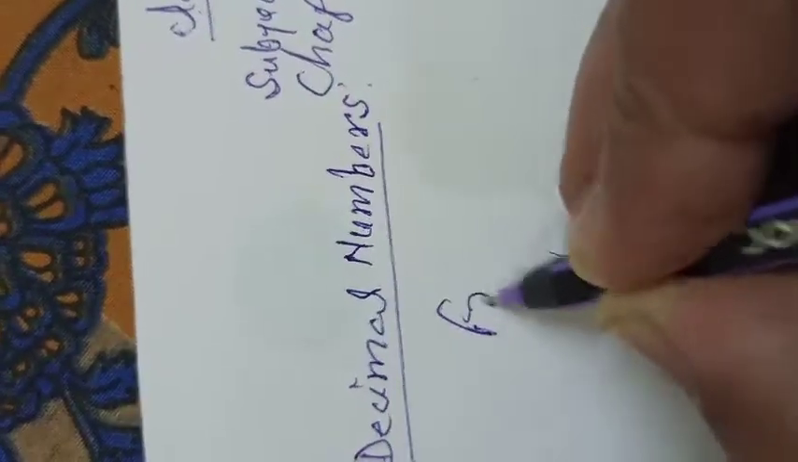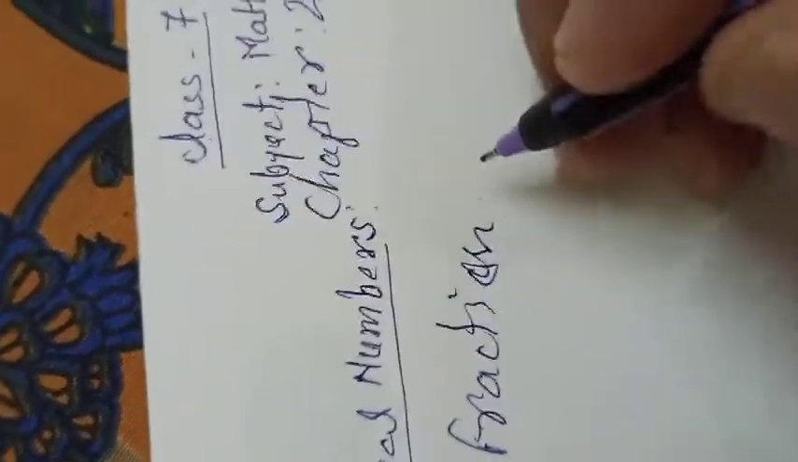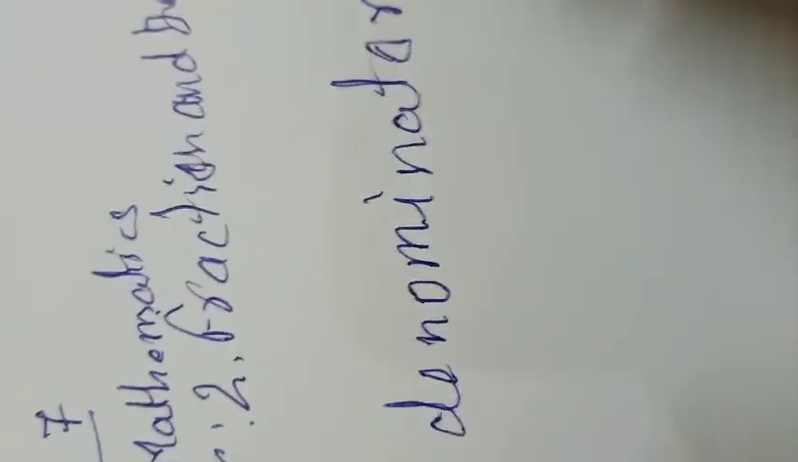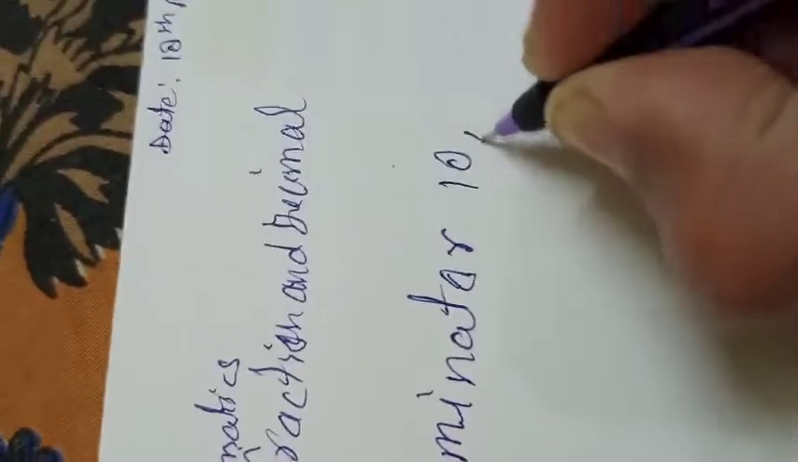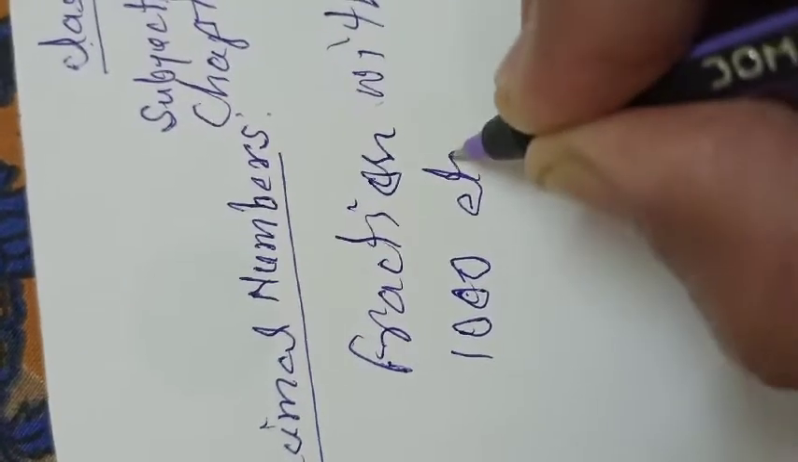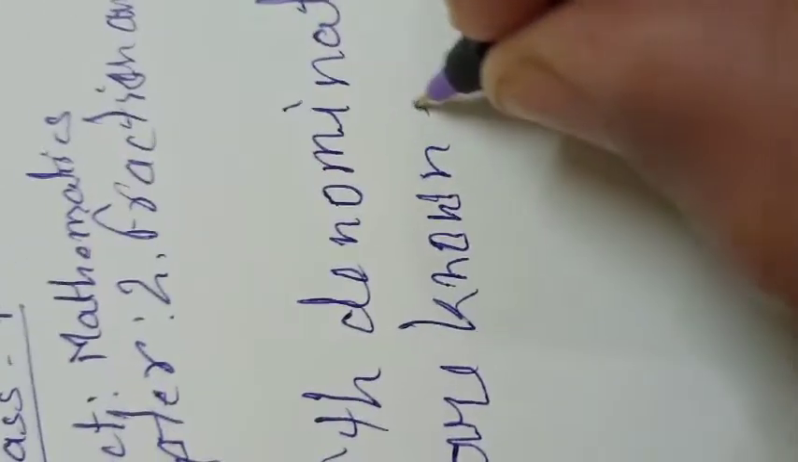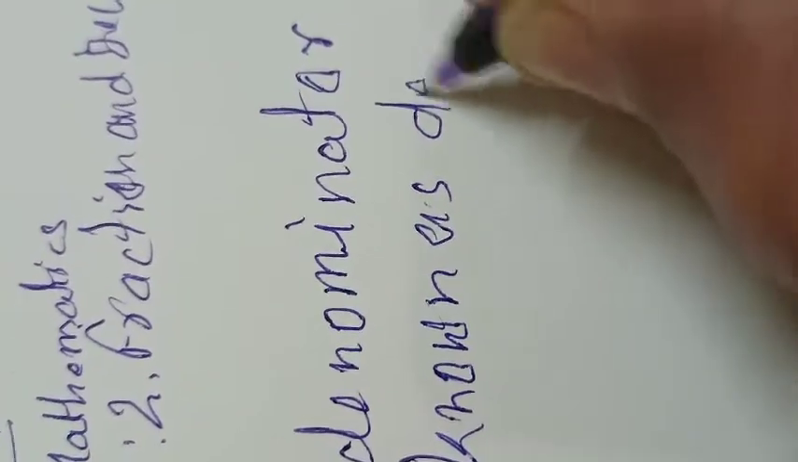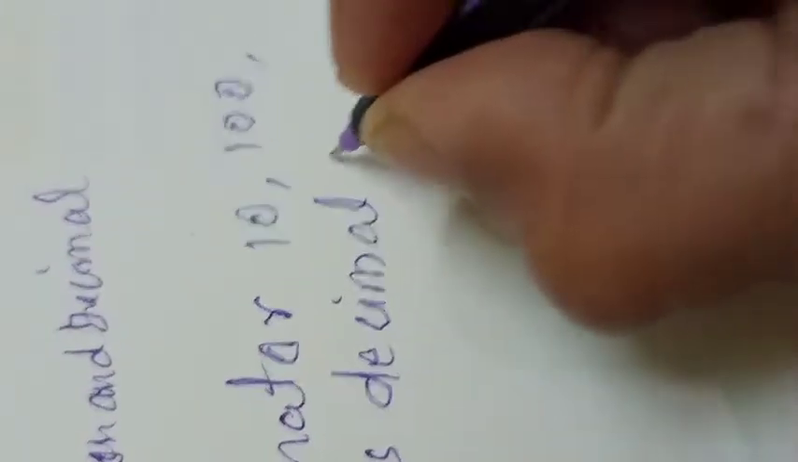Fractions with denominators 10, 100, 1000, etc. are known as decimal fractions. If numbers are written using a decimal point, then they are called decimal numbers.